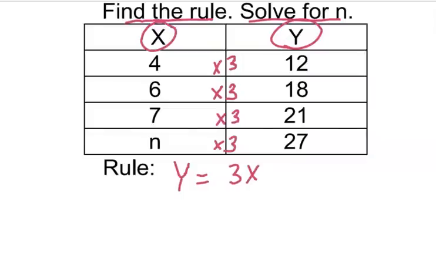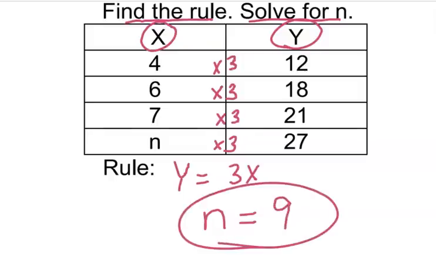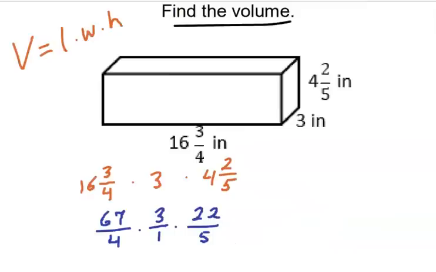All right, so what is n? So what number times 3 is going to give you 27? That is 9. 9 times 3 is 27. So n equals 9.